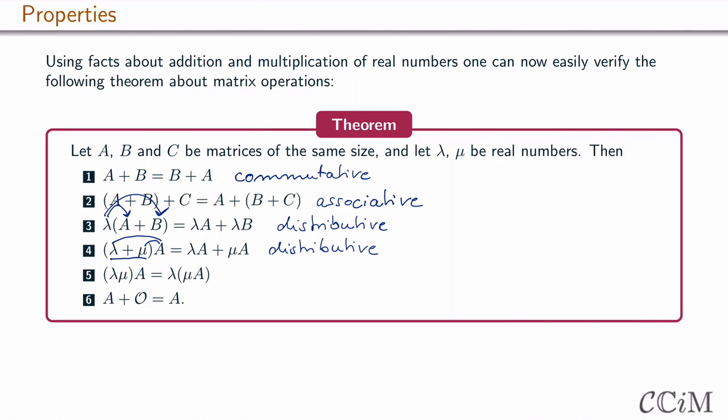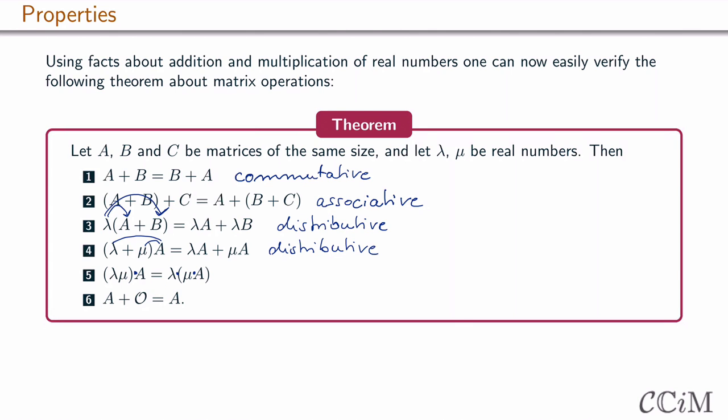We have another interesting law that describes how scalar multiplication and multiplication of real numbers interact with each other. Notice that this product, lambda times mu over here, is a product of real numbers, whereas this product right there, that's a scalar multiplication. So on the left-hand side, you have one multiplication of 2 real numbers and one scalar multiplication, whereas on the right-hand side of the equation, this product is a scalar multiplication, and this product is also a scalar multiplication because mu times A is a matrix.